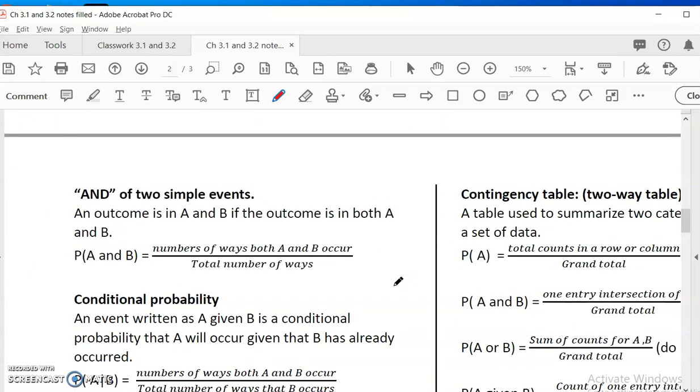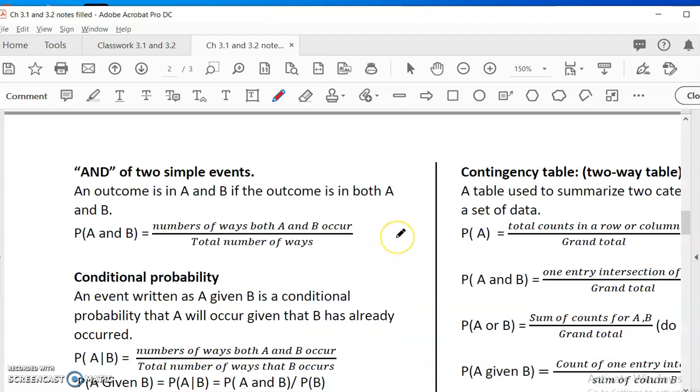For example, if you throw a die and you want to find the probability of getting a 1 or a 2, that is the meaning. Two simple events: getting 1 is a simple event, getting 2 is a simple event. 1 or 2 is getting either 1 or 2, or both. And of course, in this case, 1 and 2 together is not possible, right?